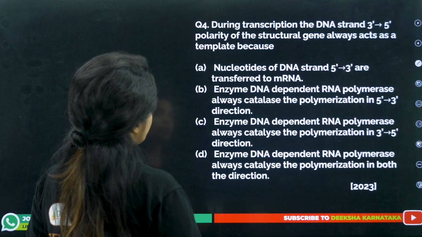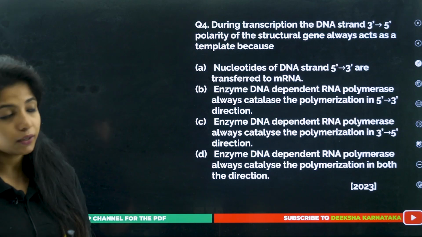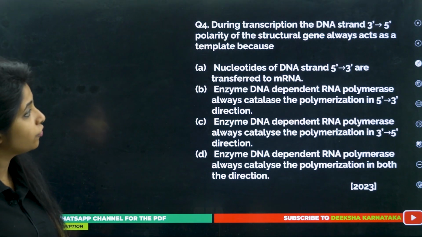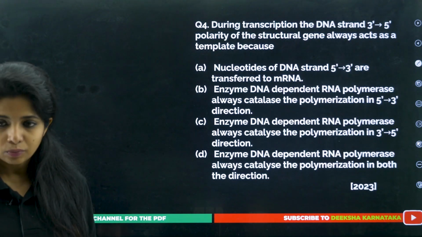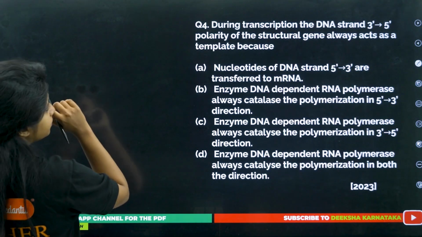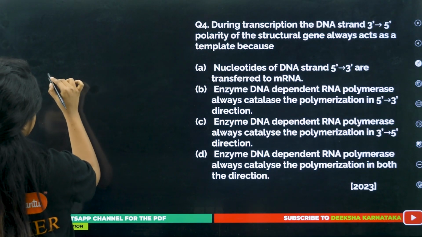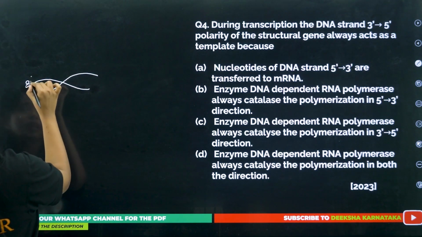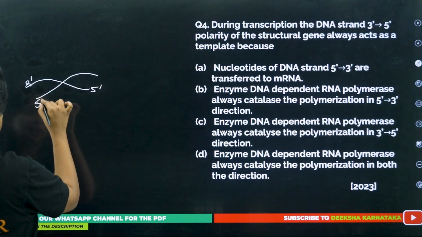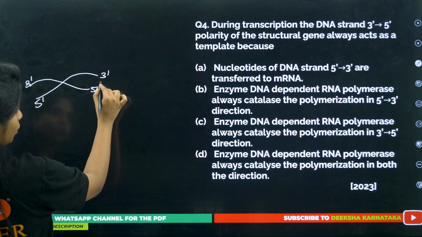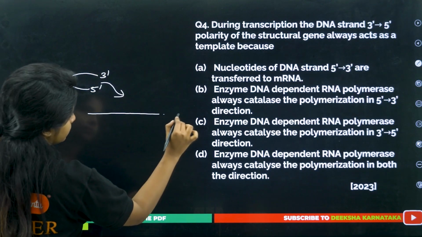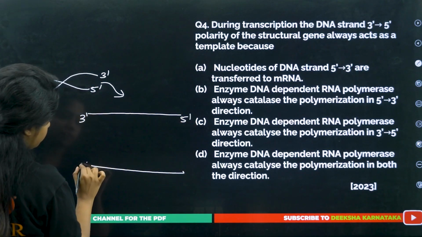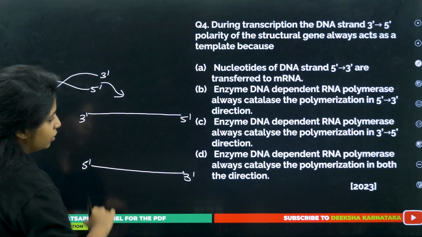Fine. Now, fourth question. During transcription, the DNA strand with 3' to 5' polarity of the structural gene always acts as a template because. What do you mean by that? Basically, if I say this is the DNA, this is the 3' end, this is the 5' end, and the other strand has the 5' end and the 3' end. Now I try to open it, it looks like this. This is 3', 5', and this is 5', this is 3'.